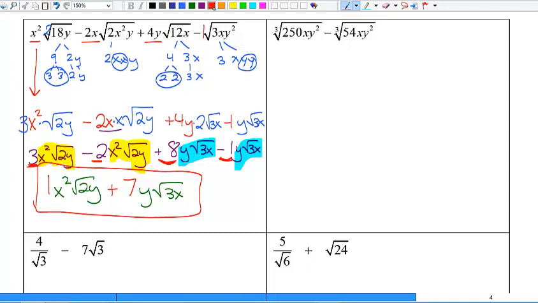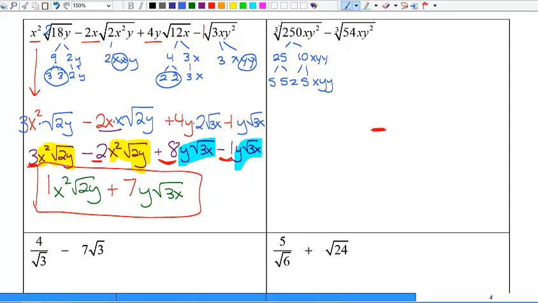So on the next one, we don't have any coefficients on the outside of the radicals, which is nice, so I don't have to worry about that. But I will bring down the minus sign just so I don't forget. On the first radical, 250, that could be 25 and 10. And x and y and y. 25, that's 5 and 5. 10, that's 2 and 5. And 1 copy of y, x, and 2 of y.